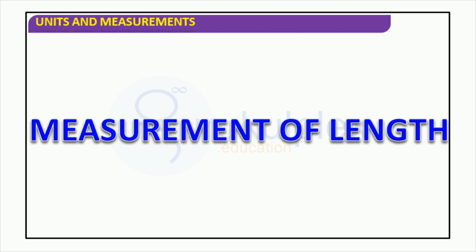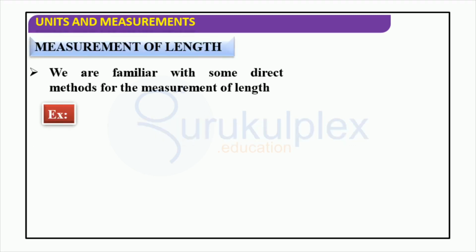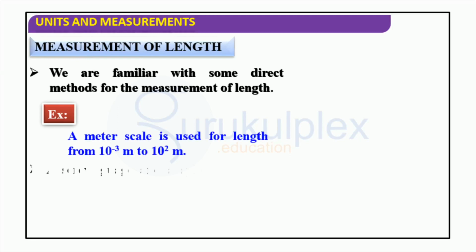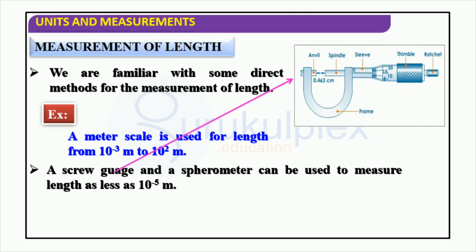Additionally, other units of length like leagues, fathoms, and yards are also employed for measuring longer distances. Measuring length is an essential part of life. We have a range of tools to accurately measure length, from the basic meter scale to the more sophisticated vernier calipers, screw gauges, and spherometers. These direct methods are capable of determining lengths from 10^-3 meters to 10^5 meters with an accuracy of 10^-4 meters. To illustrate, one could use a meter scale to measure the length of a book.